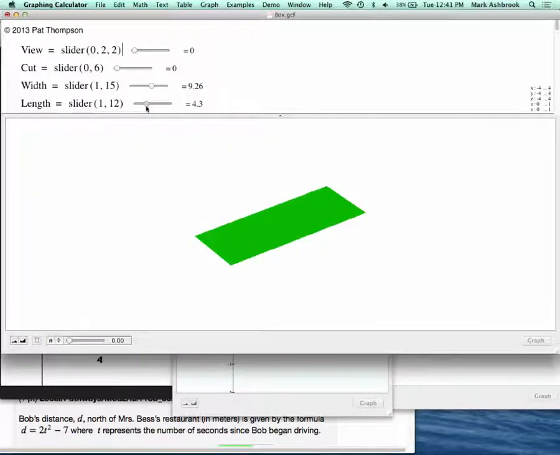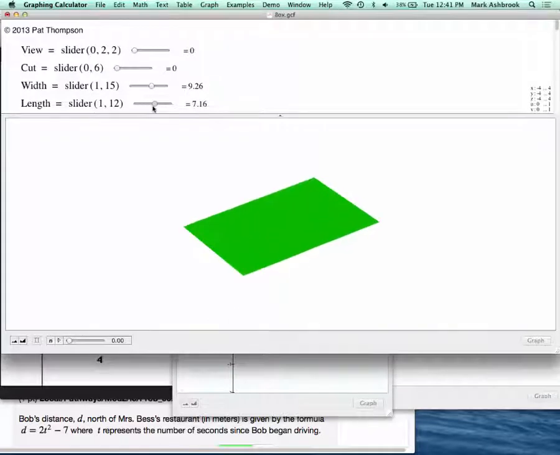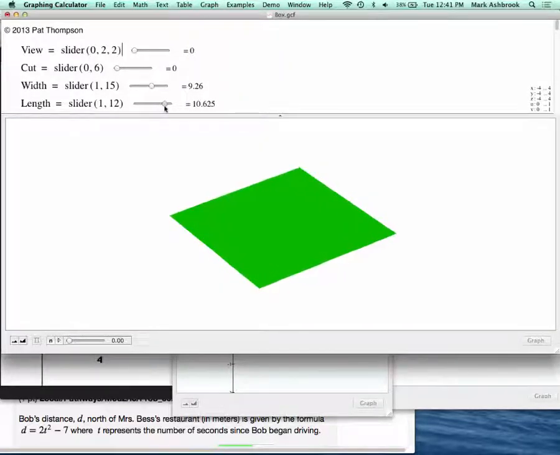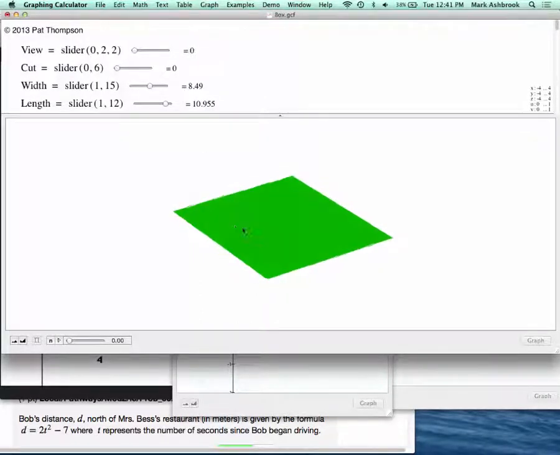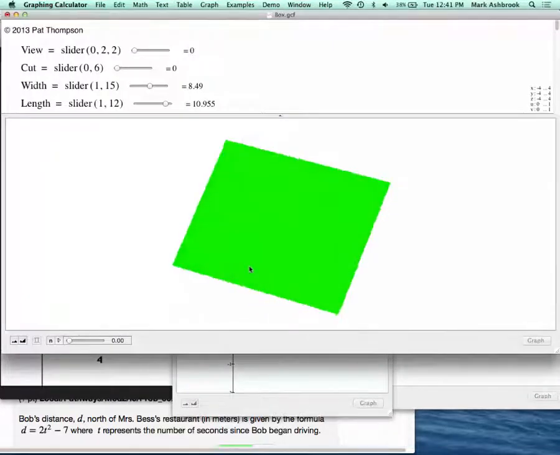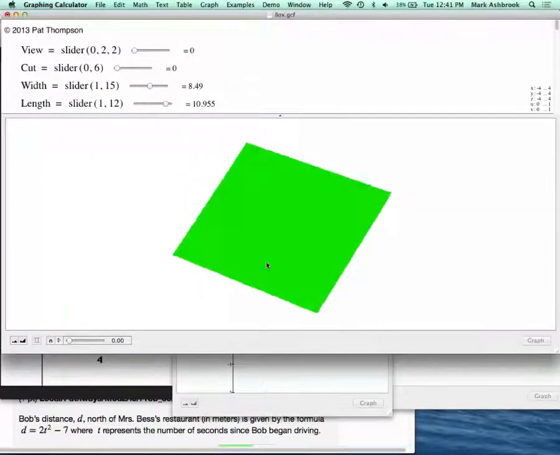Okay, so I'm going to just do a standard sheet of paper, which is 8.5 by 11. So we make the length 11. Close enough. And then the width 8.5. Okay, so this is showing an 8.5 by 11 sheet of paper.